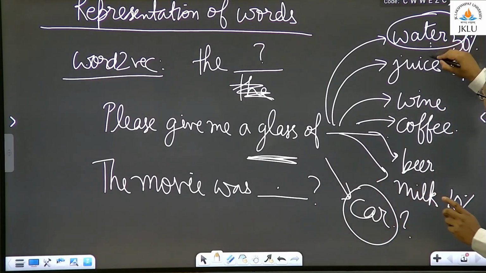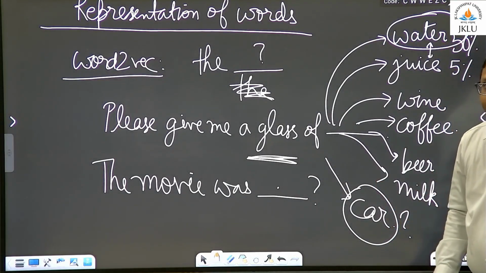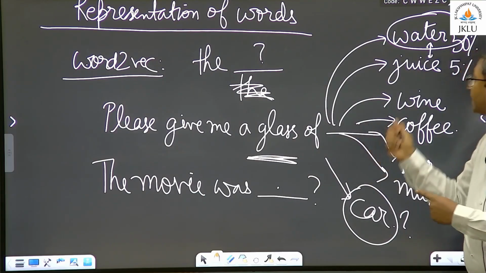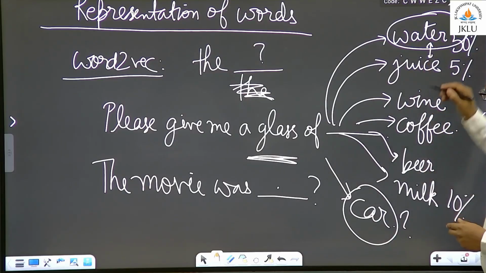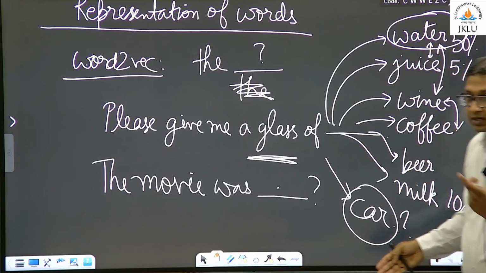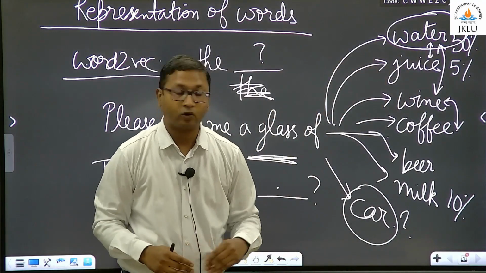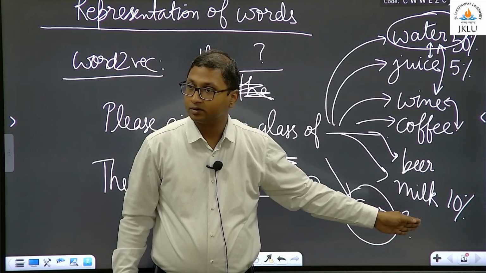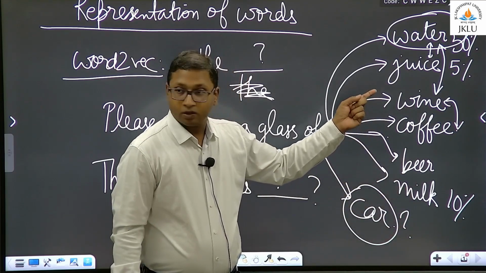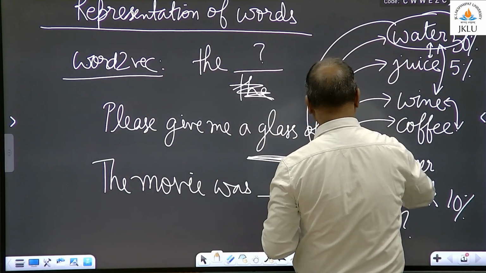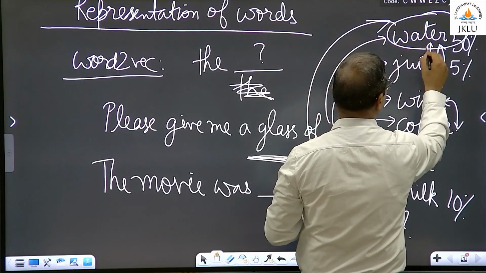In that sense, is water related to juice? Because they can both fill in this particular place, water is related to juice, water is related to wine, coffee is related to, all these things are related to each other in what sense? At a broader level, they are all things that we can drink, right? They are all drinks, okay? So, representation of water should be closer to car or representation of water should be closer to juice.